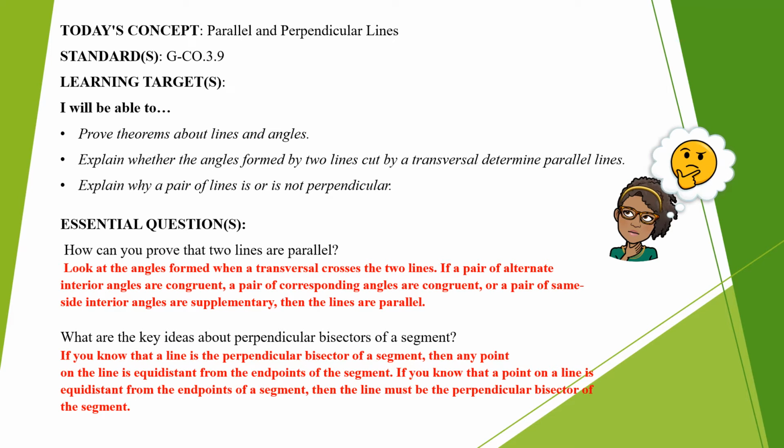And then the second question we have to ask ourselves is, what are some key ideas about perpendicular bisectors of a segment? Well, if you know that a line is a perpendicular bisector, then you know that any point on that line is equidistant from the endpoints of the segment that is being bisected. And the converse is also true. If a point is equidistant from the two endpoints of a segment, then you know that point has to be on the perpendicular bisector. So now let's get into some examples of how we can work with parallel and perpendicular lines.